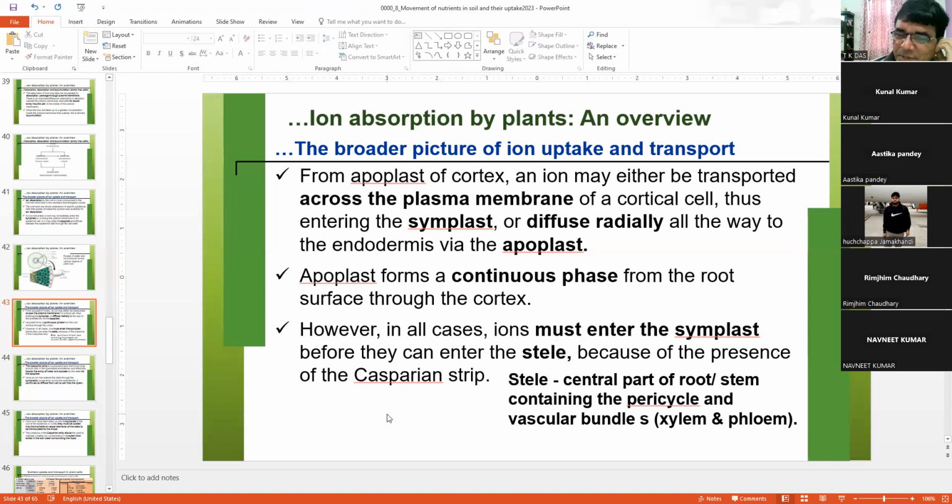The hollow part in the middle, and on its side you have xylem and phloem. That is your stele.